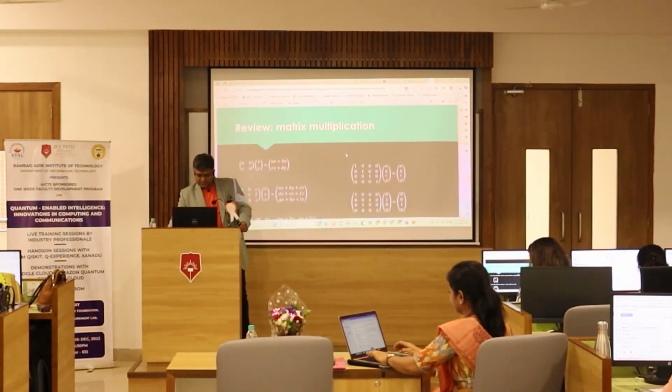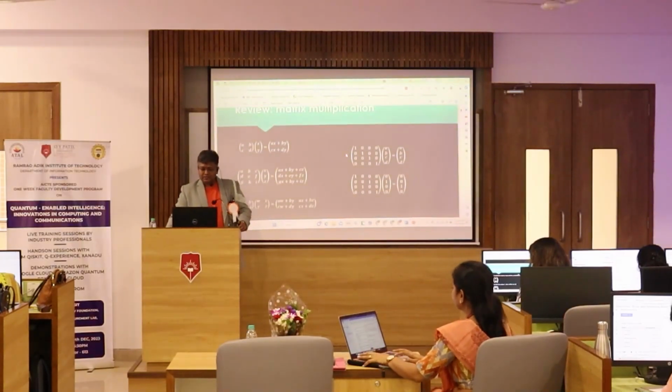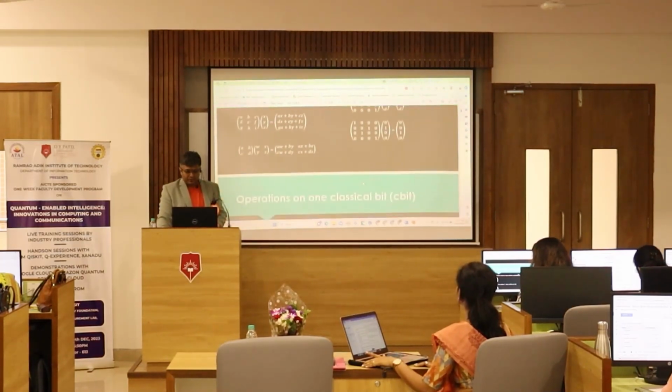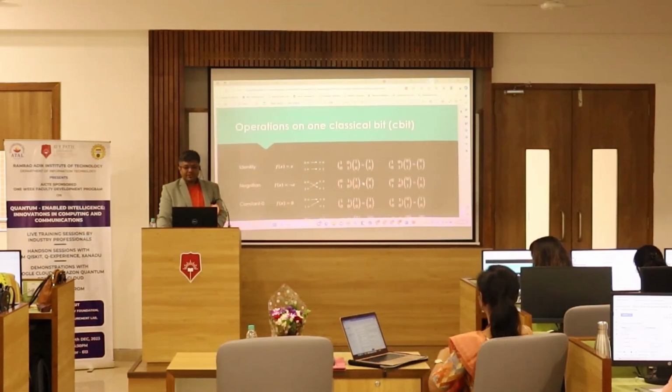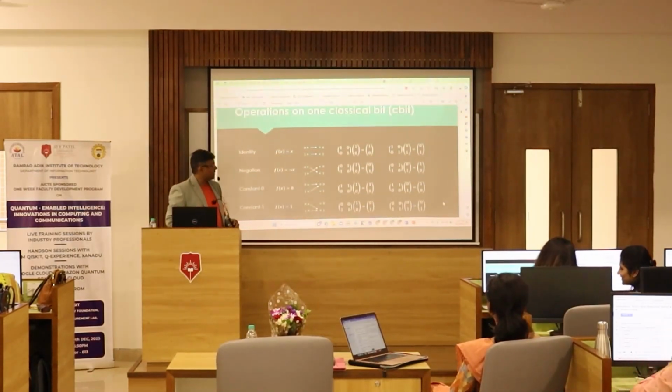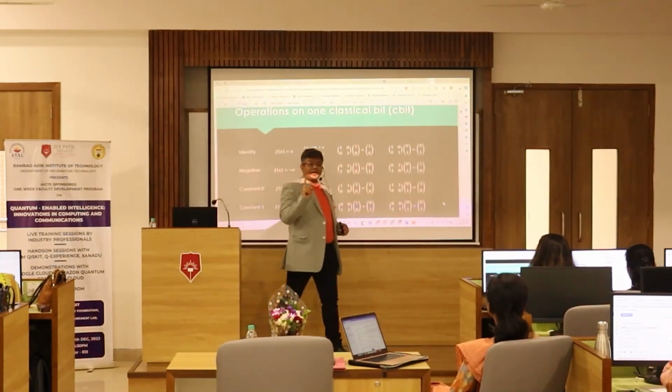Now let's move downwards. Basic multiplication of two matrices. This we all know, if we want to represent it like this. So this is matrix multiplication. I will not go into this. Then operations on one classical bit. There are 4 types of operations that we can perform on a single classical bit.